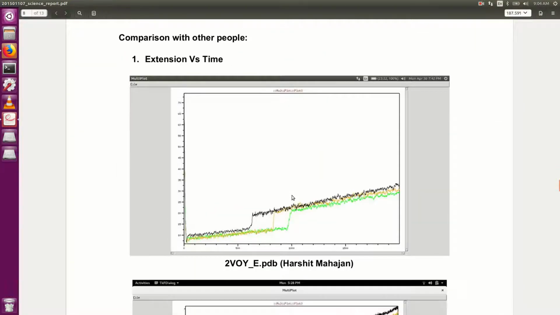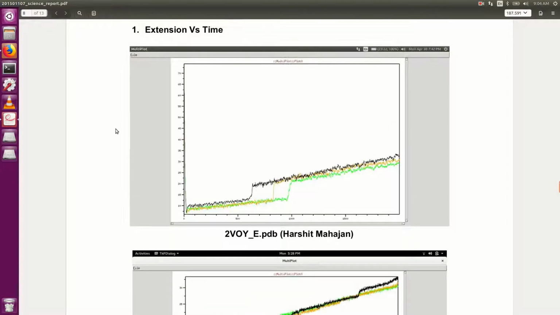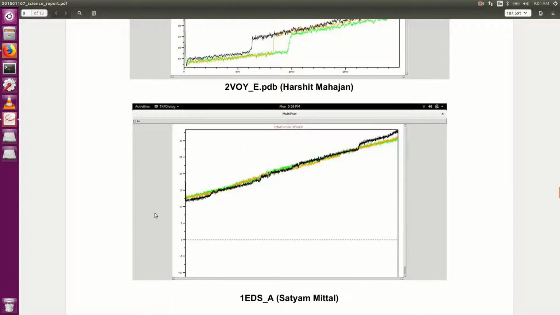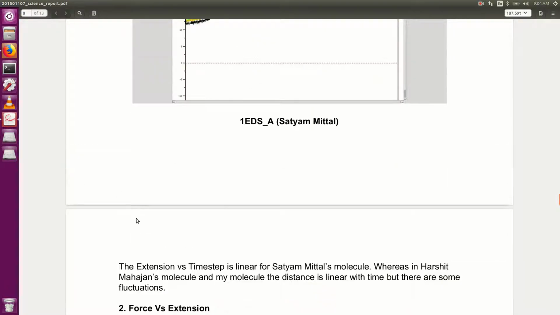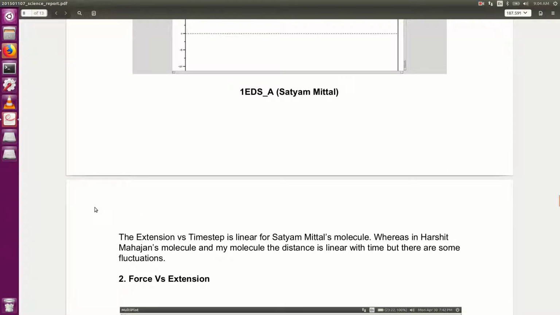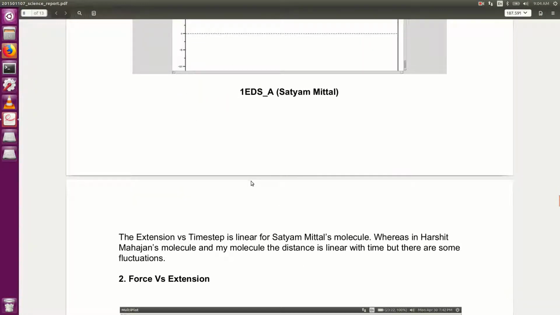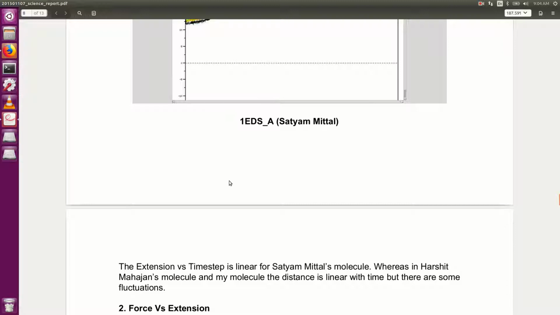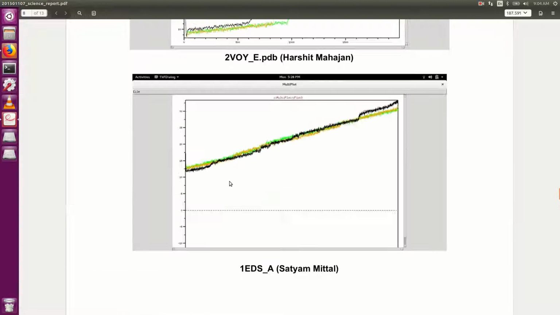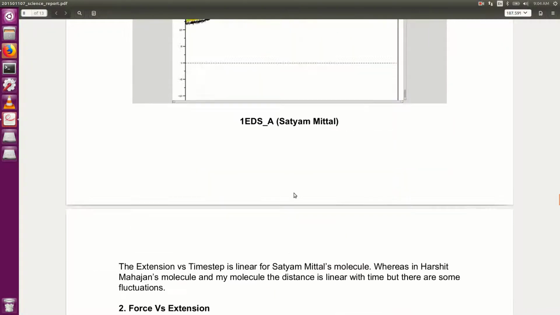Now comparing my findings with other people, I compared my findings with two people, Harshit Mahajan and Satyam Mittal. The first graph is extension versus time. This is the graph of Harshit Mahajan and this is the graph of Satyam Mittal. The observation is as follows. The extension versus time is linear for Satyam Mittal's molecule, as we can see clearly here, whereas in Harshit Mahajan's molecule and my molecule, the distance is linear with time, but there are some fluctuations.